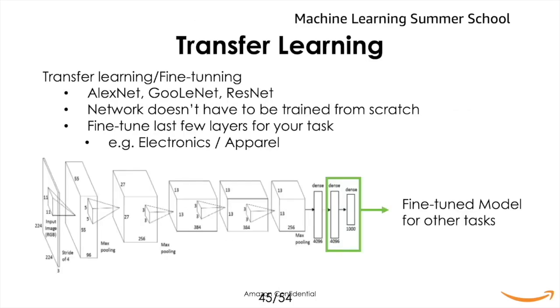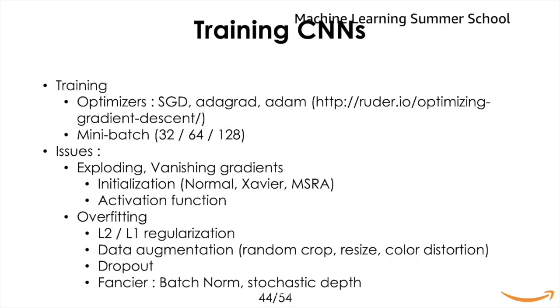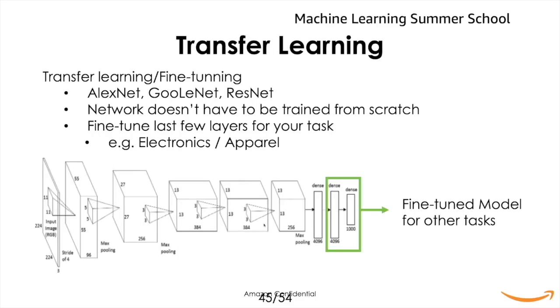So the other thing is transfer learning. When you train your neural networks, you have to initialize the weights. One way to do it is to initialize the weights randomly, or with one of the initialization methods like Xavier or MSRA, and then train the neural network for your particular task. This is called training from scratch.